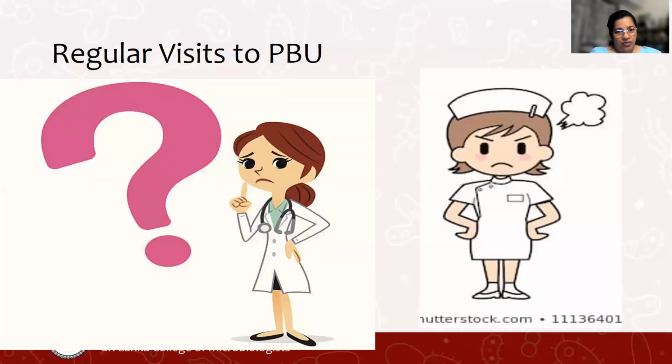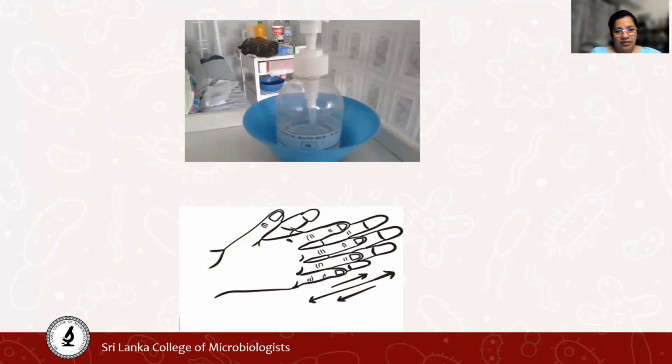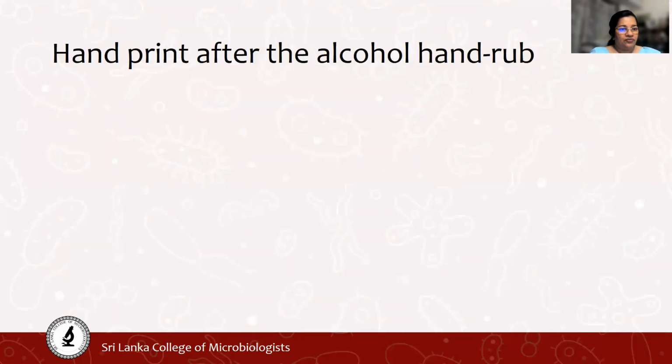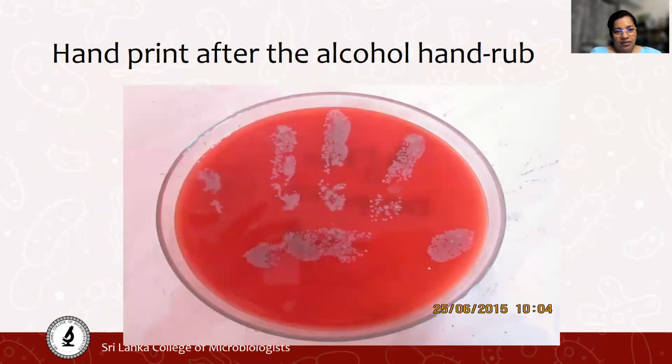On regular visits to the PBU, we saw they initially wash their hands before starting to prepare the infusate, and then in between they use alcohol hand rub, which was prepared in the hospital at that time, 2015. After using the hand rub, we took a handprint on this blood agar plate. You can see the organisms. These all are organisms. So the alcohol hand rub has not done a good thing at all.